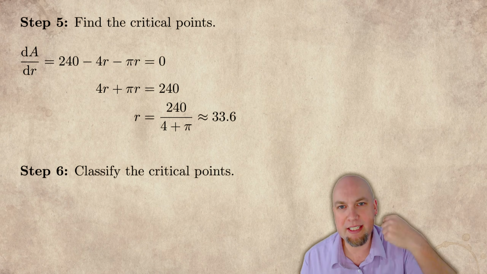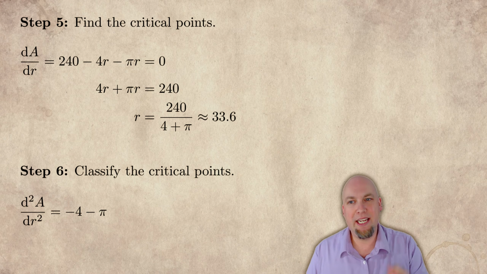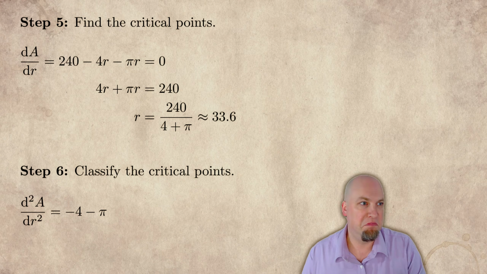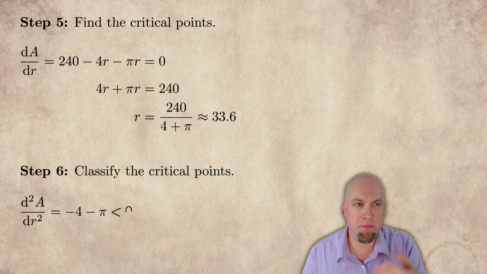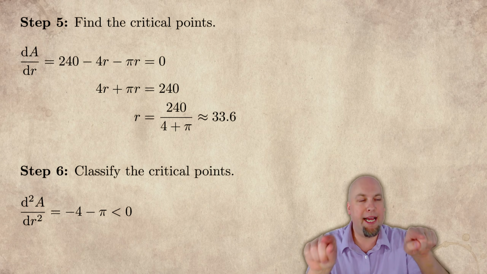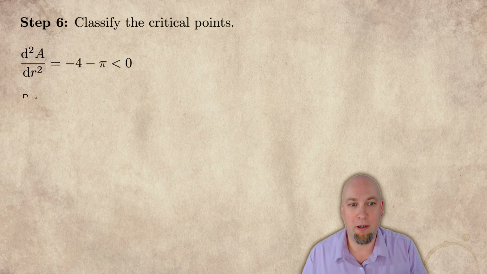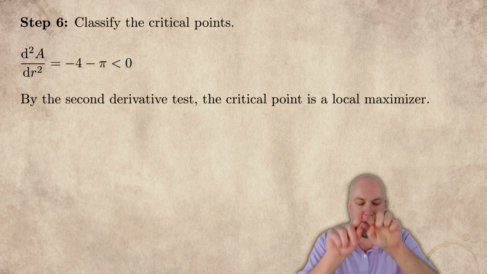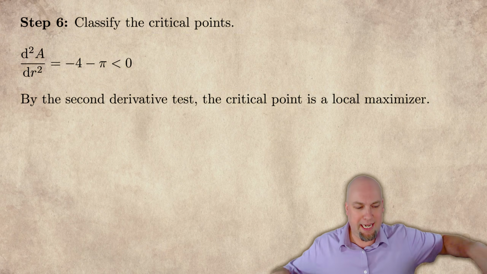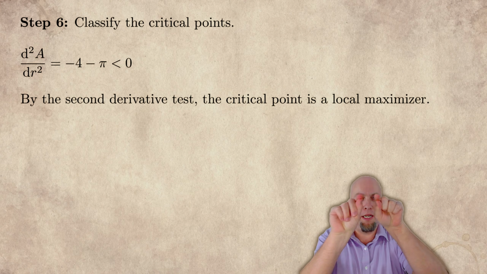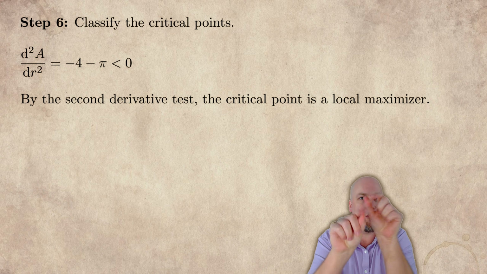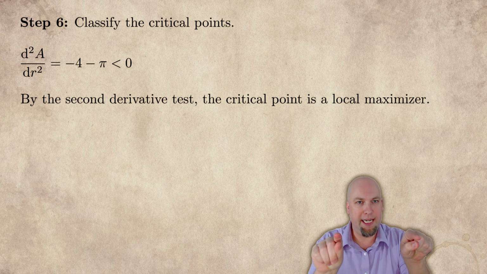Okay, so when we compute the second derivative here, we get -4 minus pi. That's negative, right? That's some negative number. It's like -7 point some odd junk. Okay, so it's concave down. That critical point we just found, that's a maximizer. Okay, in particular, it's a local maximizer. Okay, I haven't quite argued what's happening farther away from the critical point, but at least nearby, if I wiggle r just a little bit, the area is going to go down.